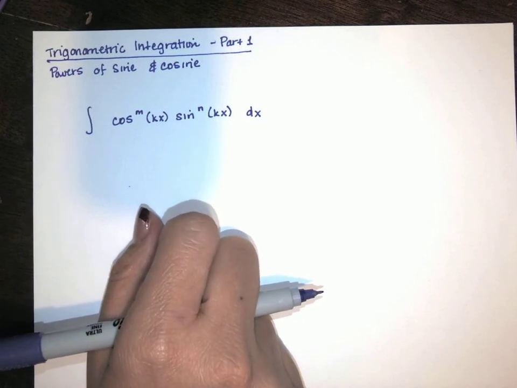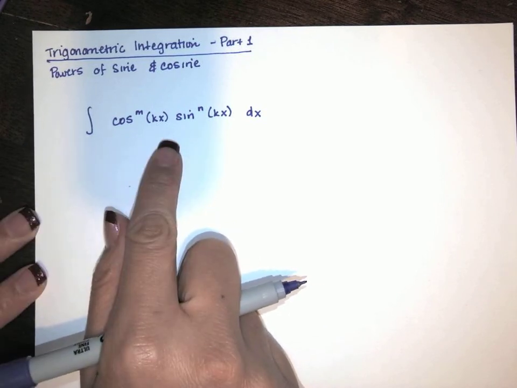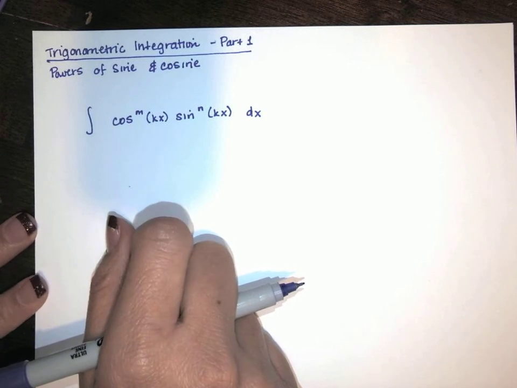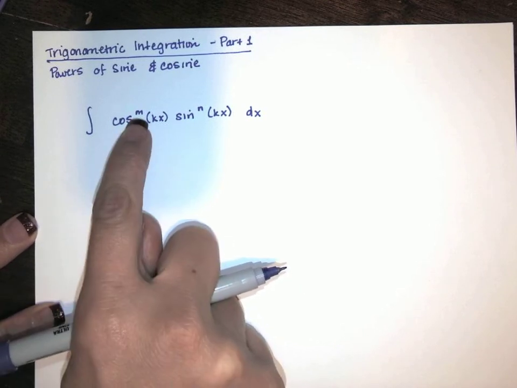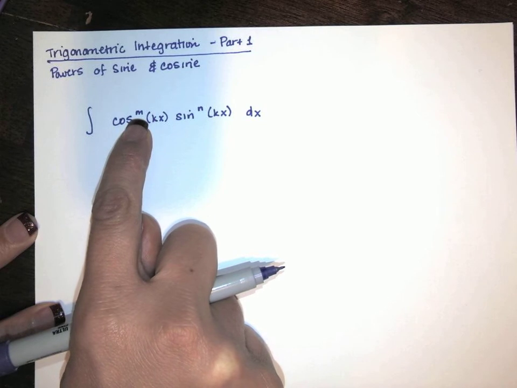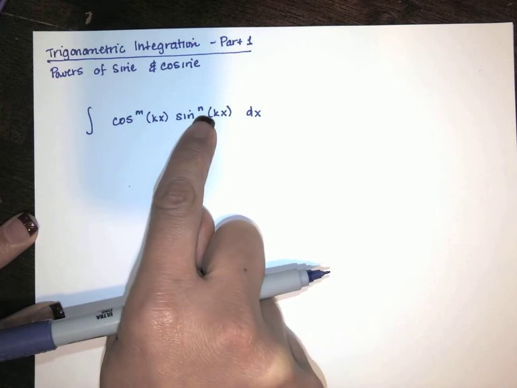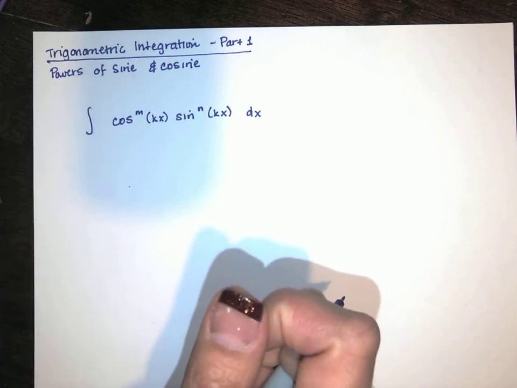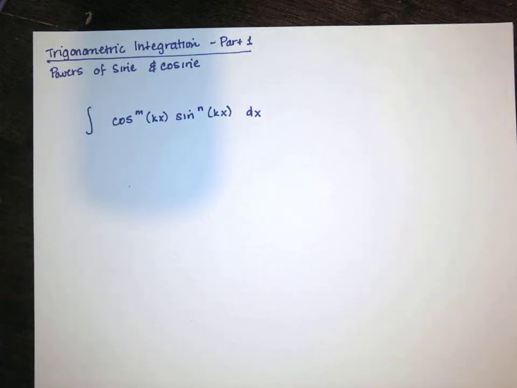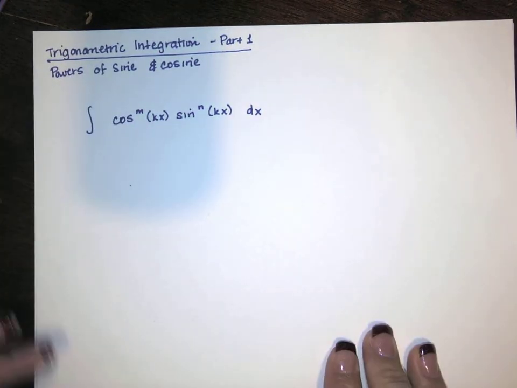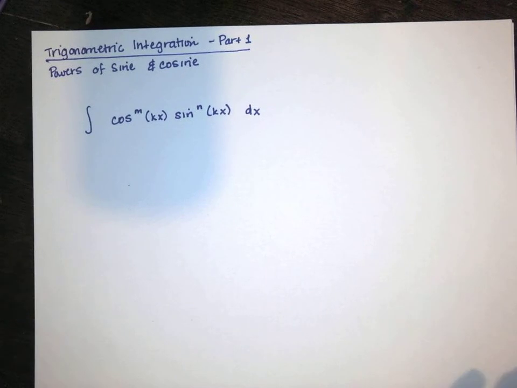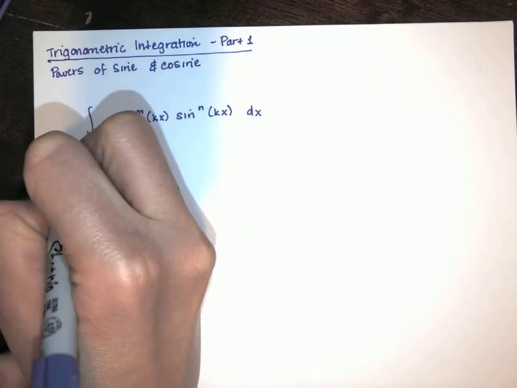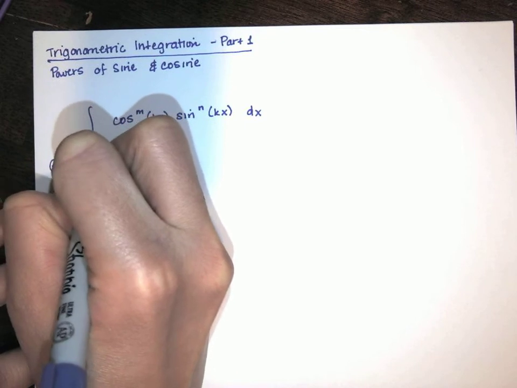In this section, we're going to solve integrals like this with a u substitution, and the form of the substitution will depend on whether m is odd and positive or n is odd and positive, or if both the powers of cosine and sine are even and non-negative. So let's see. There are going to be three guidelines for powers of sine and cosine.